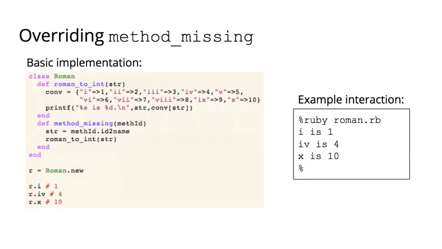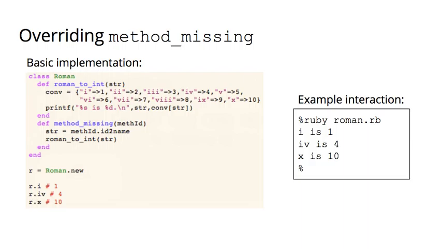We've got the same method missing definition as the previous slide. And then down at the bottom here, we've got some example interaction, kind of a demonstration of how you could go about using this class. So R is a new Roman object, and then we invoke some methods on R. We invoke I, IV, and X.